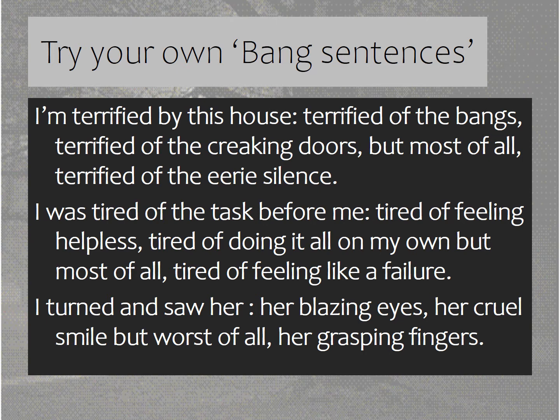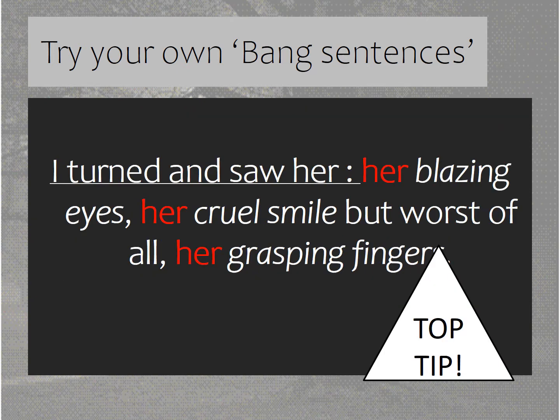Now the last one was a little bit harder. I chose to repeat the word "her," but actually you could have repeated "turned" or "saw." I used "her." "I turned and saw her: her blazing eyes, her cruel smile, but worst of all, her grasping fingers." If you have a look, it's got all those elements that we talked about. It's got a short sentence and a colon at the beginning, underlined as you can see. It's got the repetition of "her" 3 times, and that list of 3: blazing eyes, cruel smile, and grasping fingers.